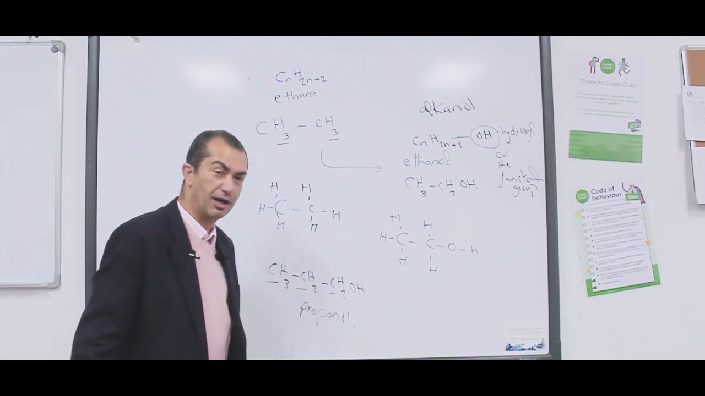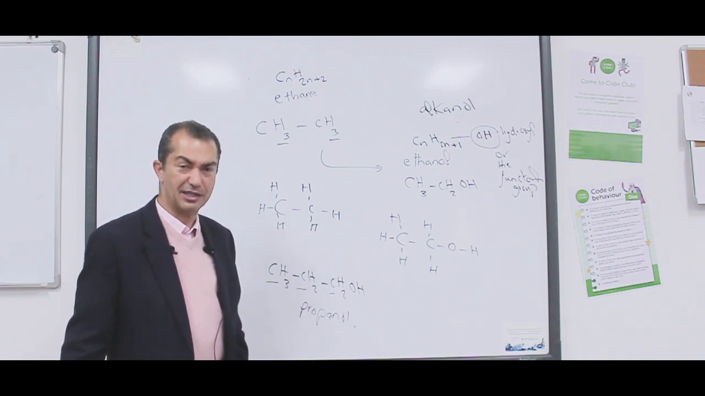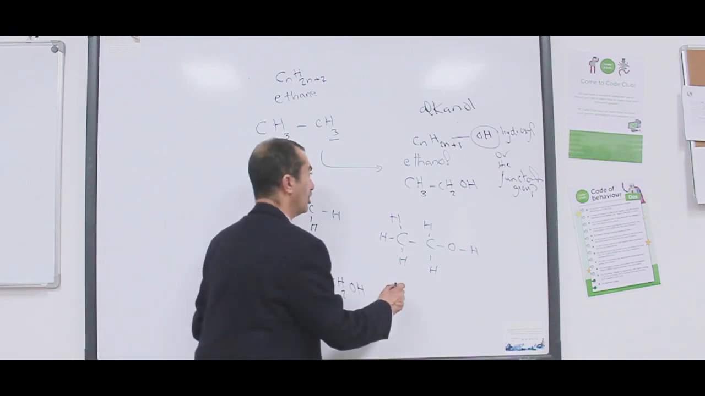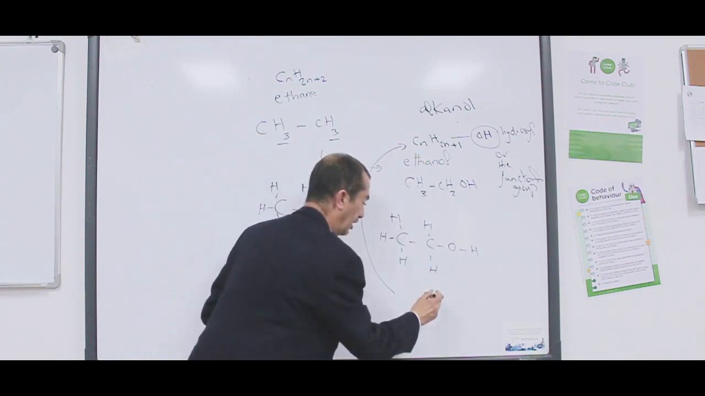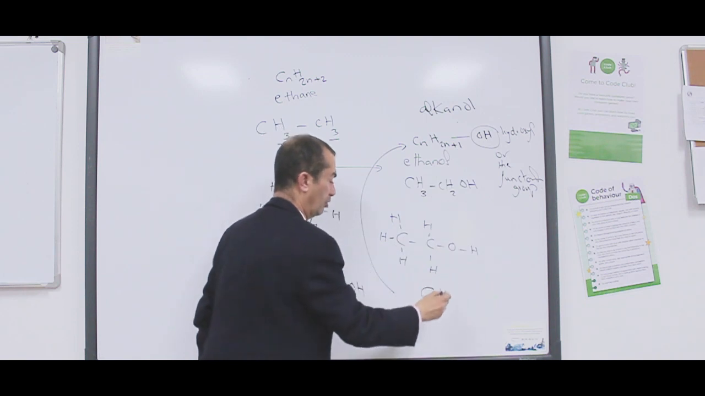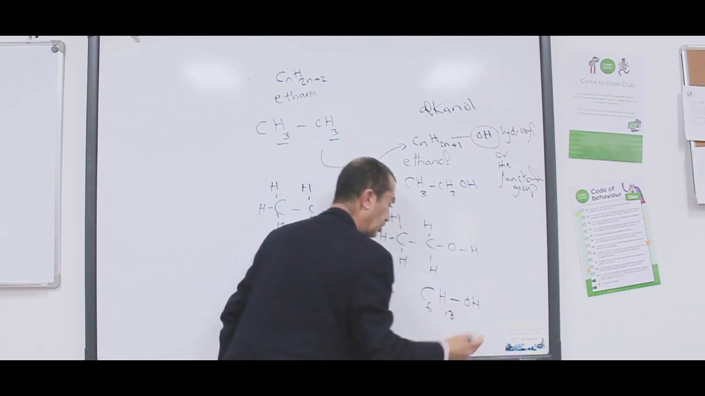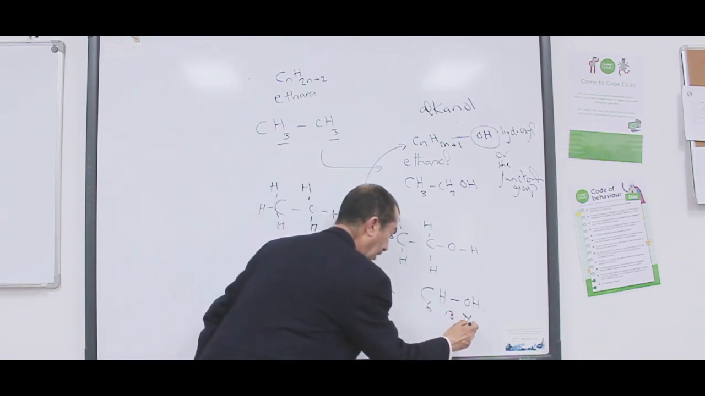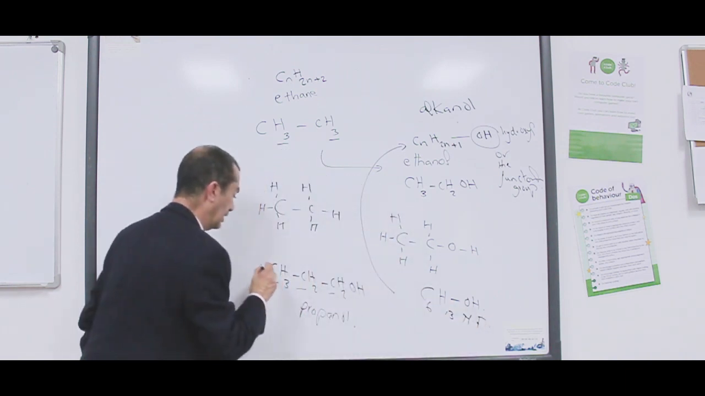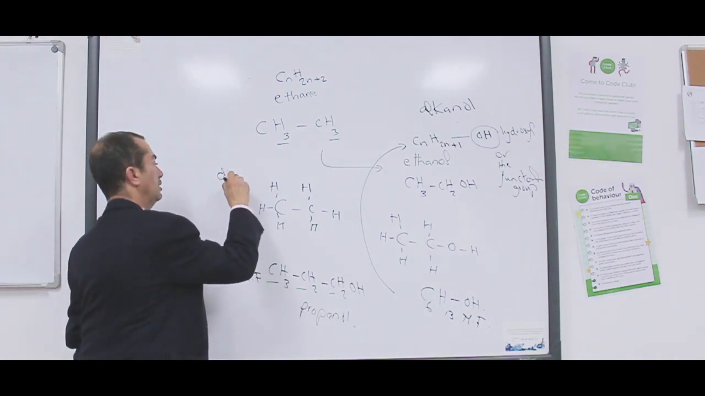What about alcohol number 6? Hexanol. What is the molecular formula of hexanol? I'm going to refer to this one. If C is 6, H is 2n plus 1, which is 13. Then I'm going to put the OH. So this is the molecular formula. This is the structural formula. This is the displayed formula.